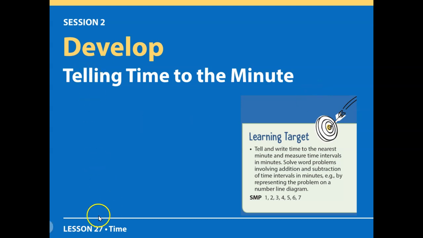All right, so we're starting lesson 27, time, session 2. It says telling time to the minute. So we did telling time to the hour, to the 5 minutes, and then to the half hour, and then to the 5 minutes, right? Now we're doing to the minute. So we're looking at the little lines around the clock.